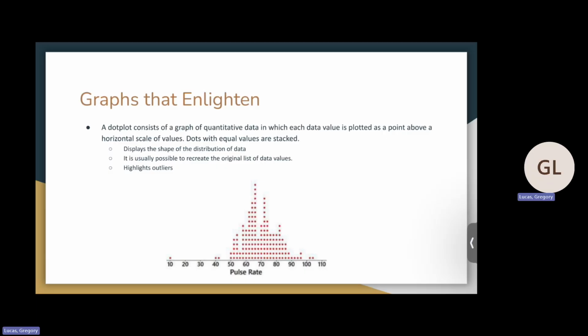And then these dots that are stacked on top of each other mean a bunch of people had the same pulse rate. So let's say 66 is the maximum value there. So a lot of people reported 66 as their pulse rate. So that means we just keep stacking a dot on 66. So that's one graph. That's a good representation of data.